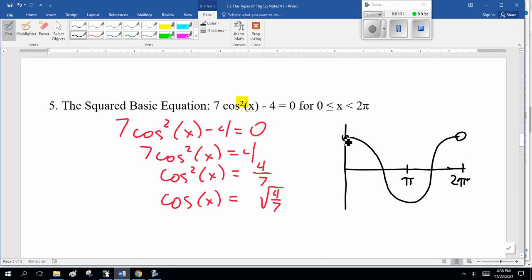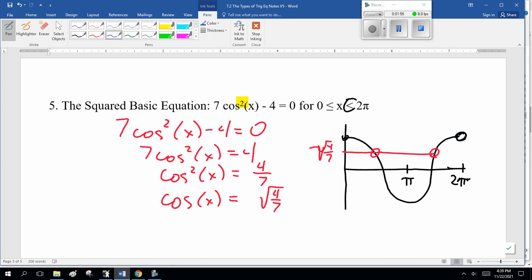Now, a couple of things. Notice the hollow circle again at 2 pi because we don't count 2 pi. Now, more importantly, the square root of 4/7 is, I don't know. But you can graph that. And you realize there's going to be 2 answers.